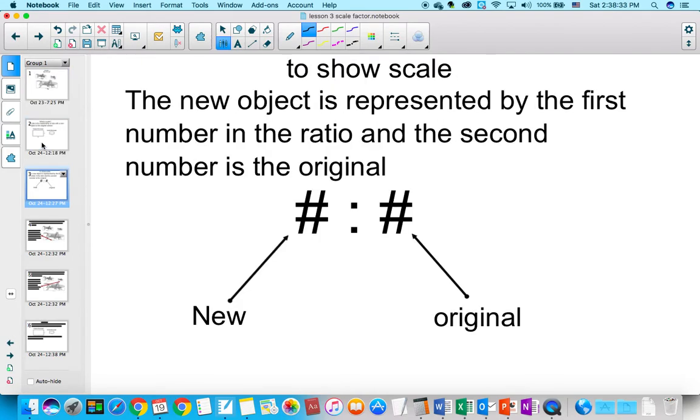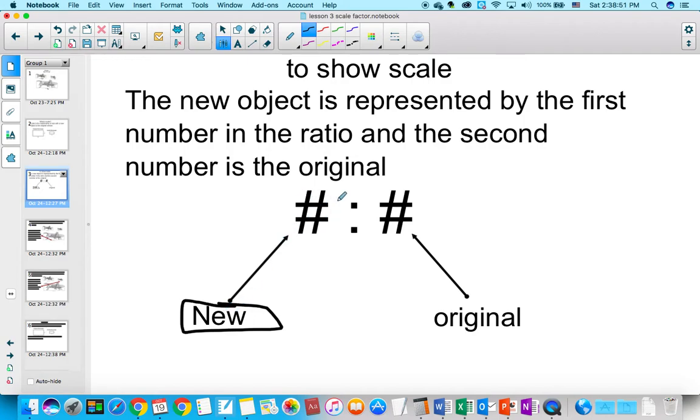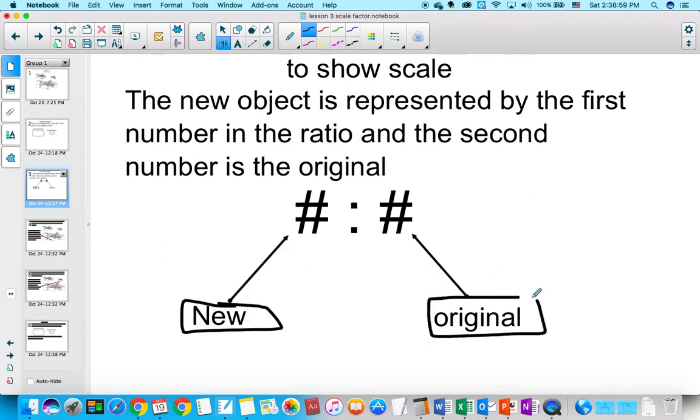So when you show scale, when you show two objects and you're trying to show their scale, the new object is represented by the first number, right? The new scaled object, in this case this scaled rectangle, is represented by this number in the ratio. And the original rectangle, the original shape, is represented by this number, right? So the first number represents your new or scaled shape, and the second number represents the original drawing or the original object that you're comparing it to.